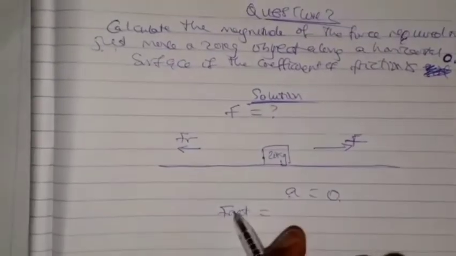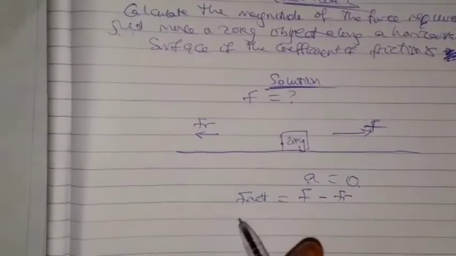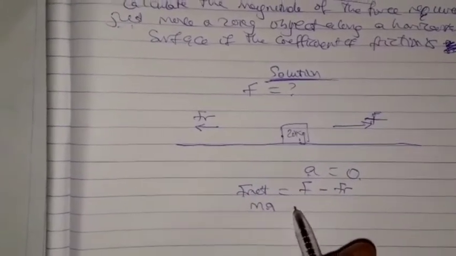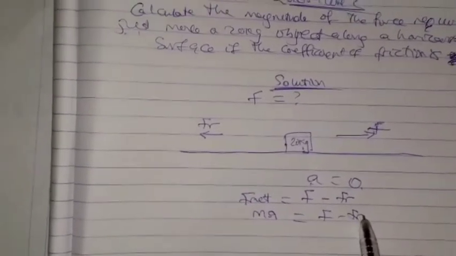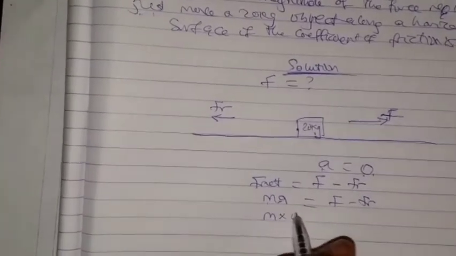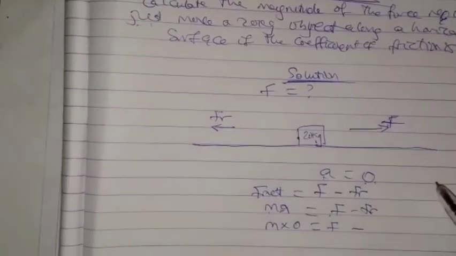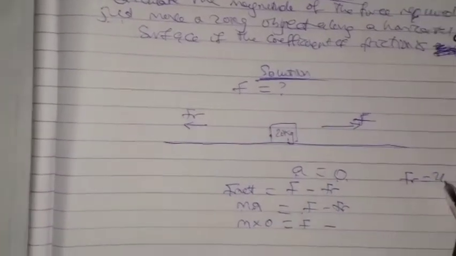So what's the formula for your net force? As I gave you the other time, net force is what? F minus frictional force, which is equal to MA. What's your A? Acceleration is 0. M times 0 is equals to F minus, what's the formula for friction? Frictional force is equals to mu R.